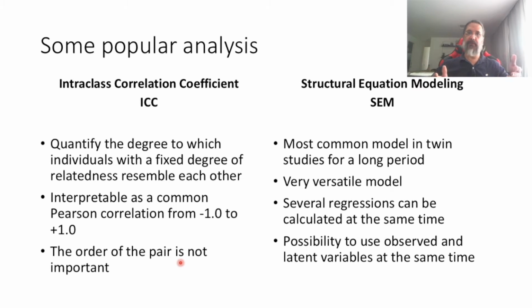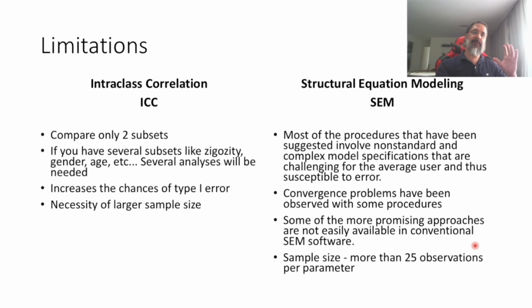Structural equation modeling has been the most common model in twin studies for a long period. It's a very versatile model. It uses several regressions that can be calculated at the same time, and there's the possibility to use observed and latent variables at the same time. Although these are interesting approaches to use in our studies, they have some limitations.